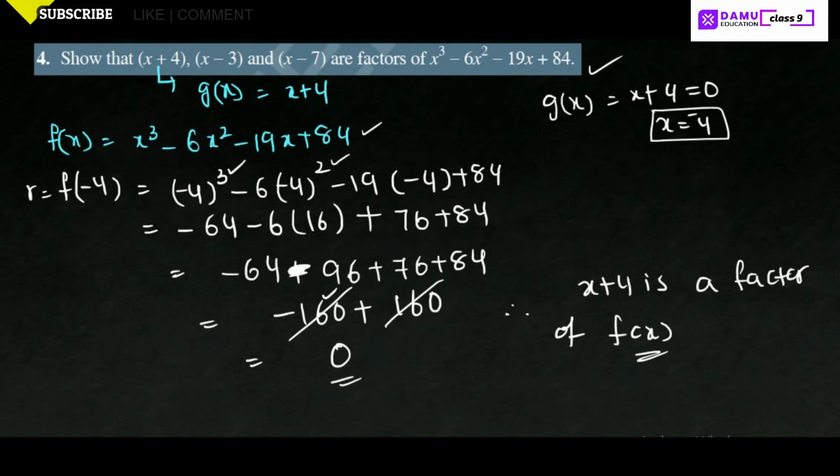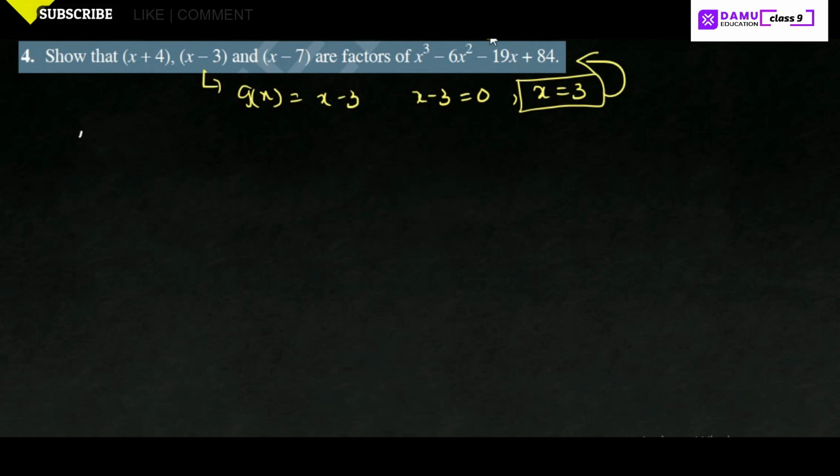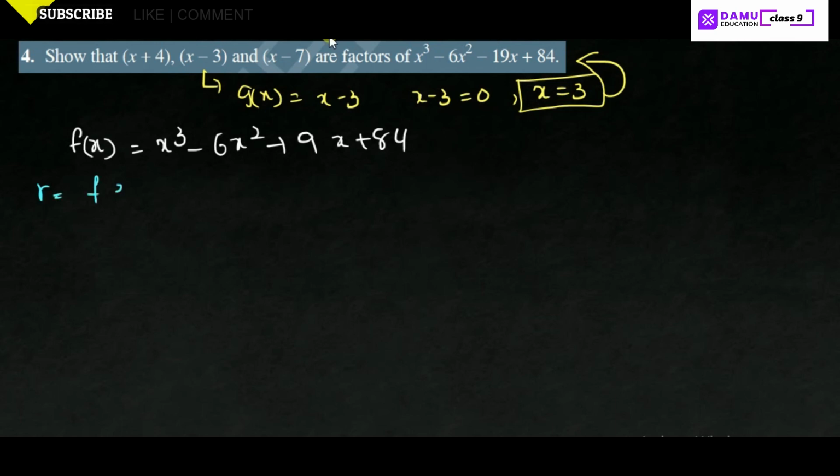Next, our second one is x minus 3. Let g of x be equal to x minus 3. Equating x minus 3 to 0 means x is equal to 3. This we have to substitute in f of x. f of x will be equal to x cube minus 6x square minus 19x plus 84. We are substituting, and the remainder should be equal to 0. Then f of 3 will be equal to 3 cube minus 6 into 3 square minus 19 into 3 plus 84.